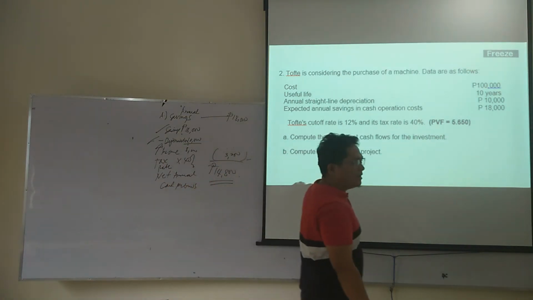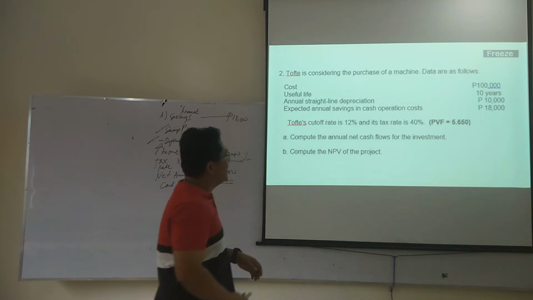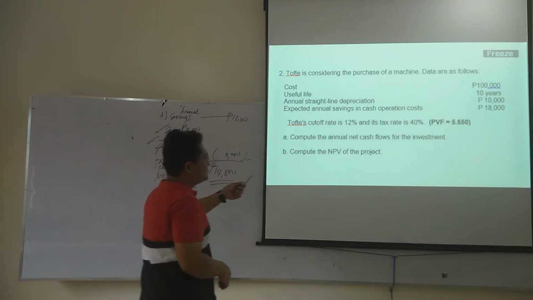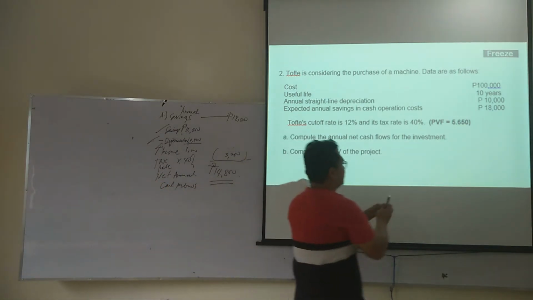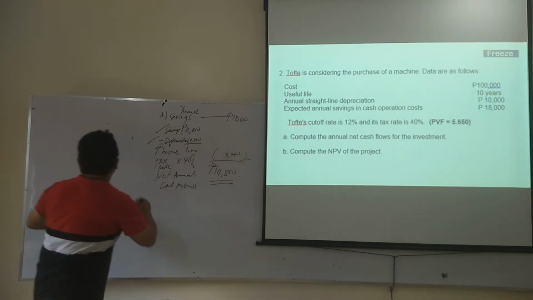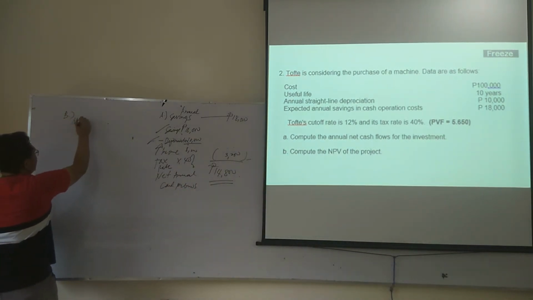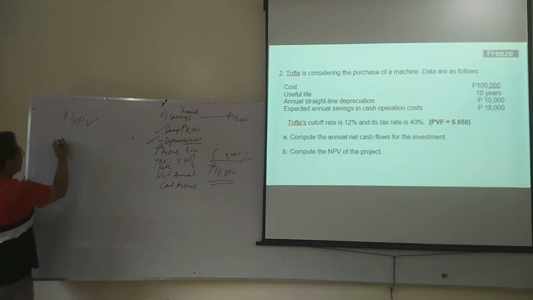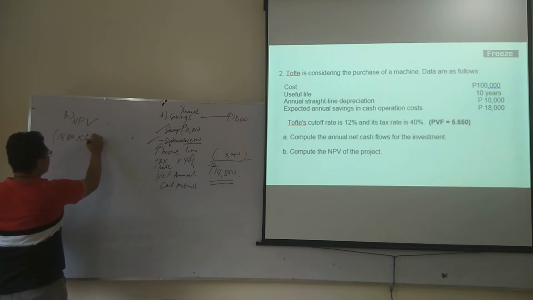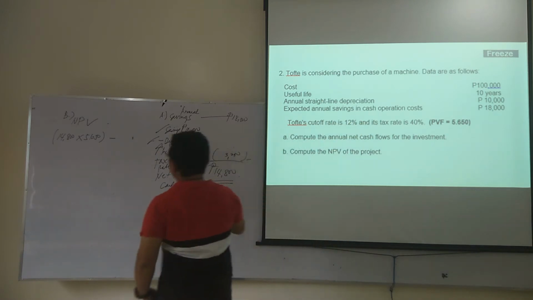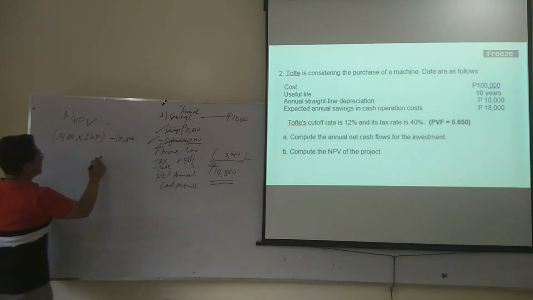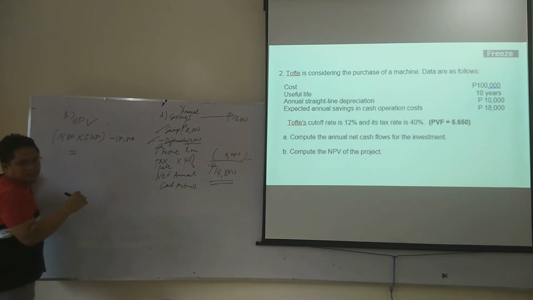Next, compute the net present value of the project. Again, the same thing as we did in problem 1. NPV is equal to the present value of all cash flows times the present value factor given here. So, letter B. NPV. Again, NPV is equal to the net cash flows, which is 14,800, times the present value factor of 5.650, minus your total investment, or cost of the investment, which is 100,000.